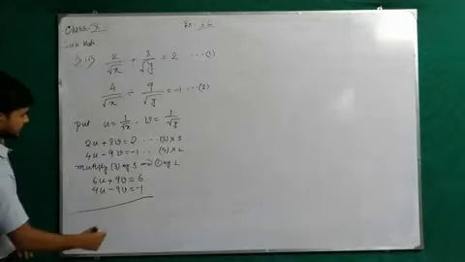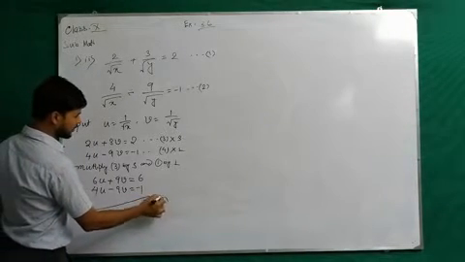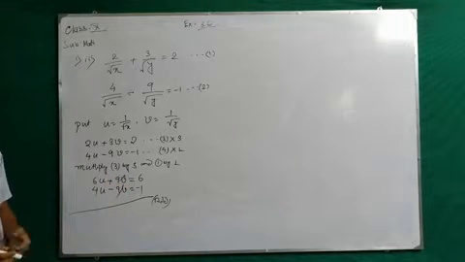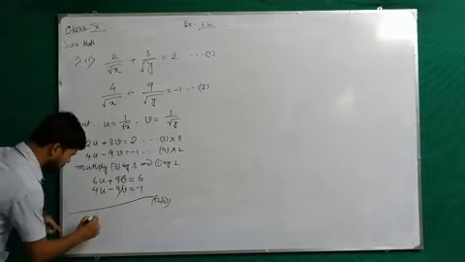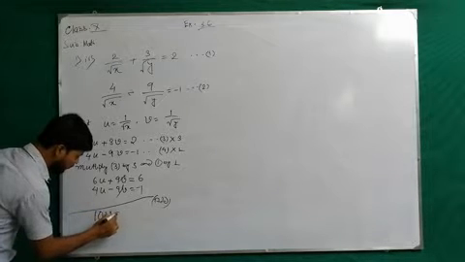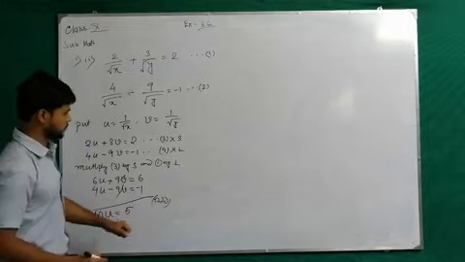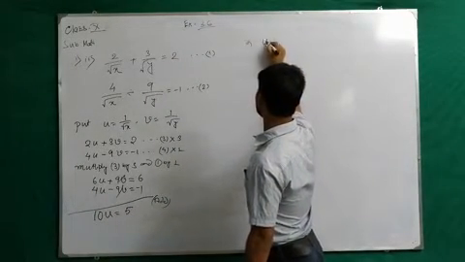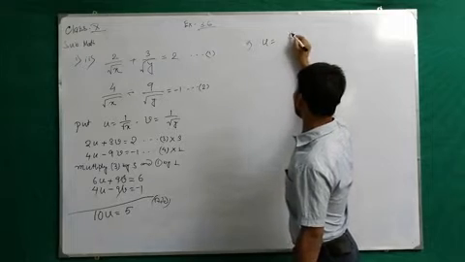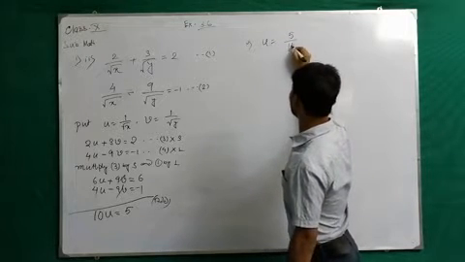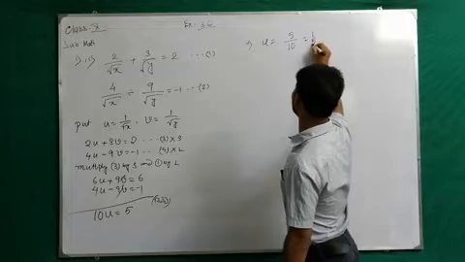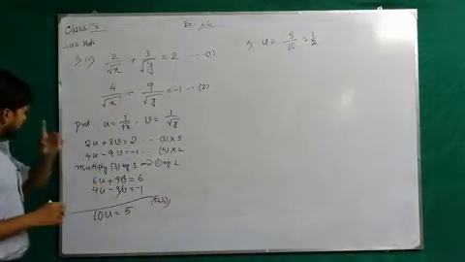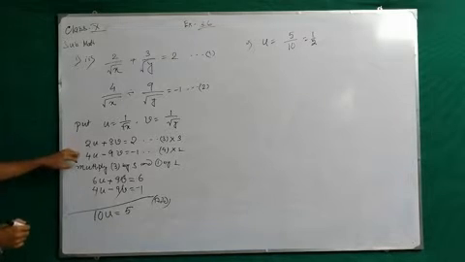Now if I add these two equations, then plus 9v and minus 9v will cancel each other. Then 6 plus 4, that is 10u, will be equal to 5. That means u is equal to 5 by 10, which is equal to 1 by 2. Clear? Okay. Now put u equal to 1 by 2 in either equation number 3 or equation number 4.